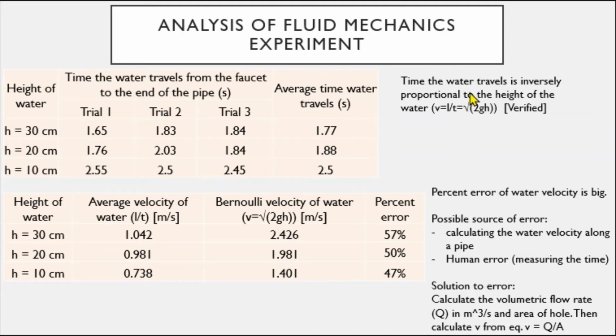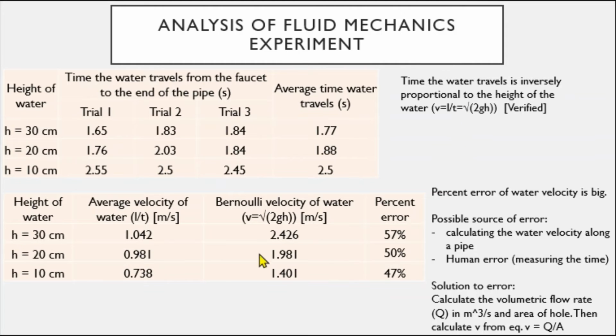At a glance, comparing these values with Bernoulli's equation without further calculation, we can see that these values quite make sense, because the height of the water from the faucet is directly proportional to the velocity of the water. Thus, the height of the water is inversely proportional to the time the water travels from the faucet to the end of the pipe.